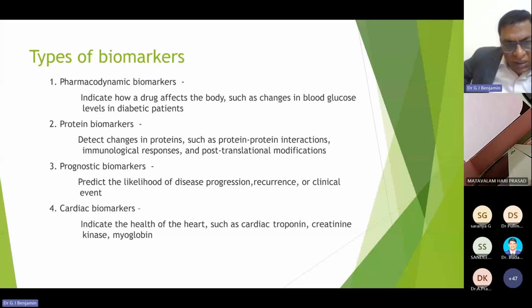Protein biomarkers detect changes in proteins such as protein-protein interaction, immunological response, and post-translational modification. Prognostic biomarkers predict the likelihood of disease progression, recurrence, or clinical events. The cardiac biomarkers indicate the health of the heart, such as cardiac troponin, creatine kinase, and myoglobin. These are basic markers which really help when the patient has had a heart attack. When these are raised, you know very well this is the cause and you can treat it appropriately.